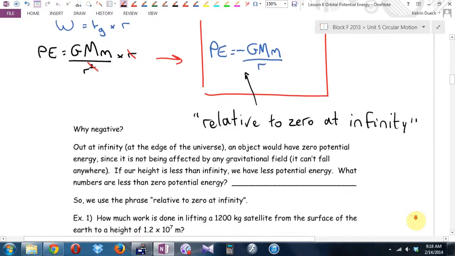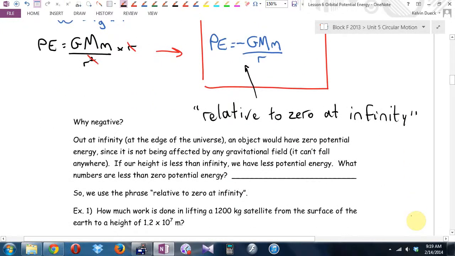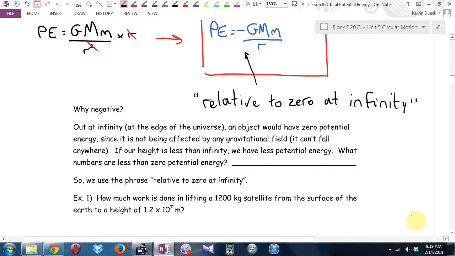Out at infinity, I wrote, at the edge of the universe, an object would have 0 potential energy, since it's not being affected by any gravitational field. It can't fall anywhere. If our height is less than infinity, we have less potential energy. What numbers are less than 0? Negatives. So we use the phrase relative to 0 at infinity quite often as our hint to say, hey, use this one. Or, Matt, if we're talking cosmic things, use this one. Don't use mgh when you're in space. As an example.